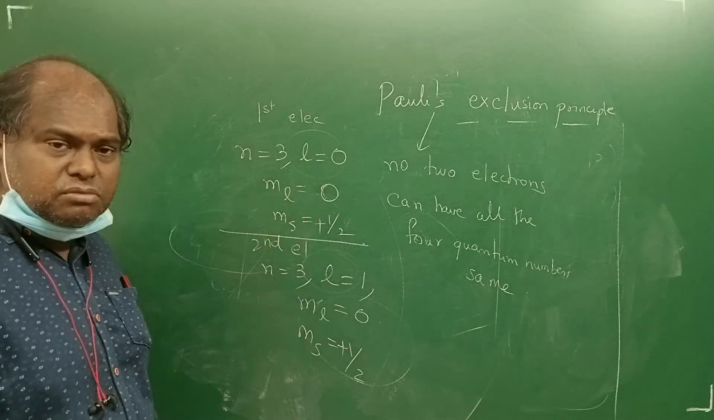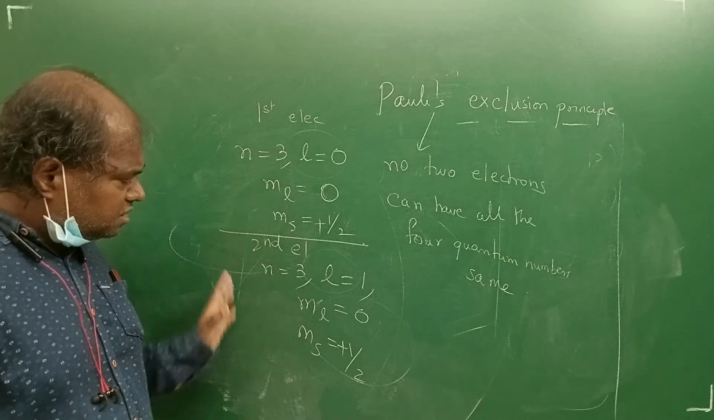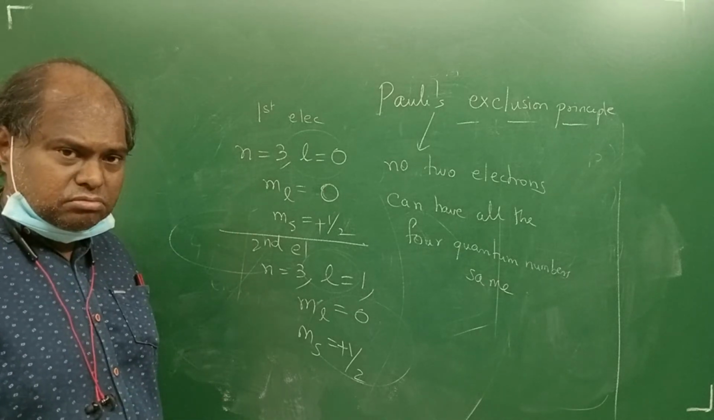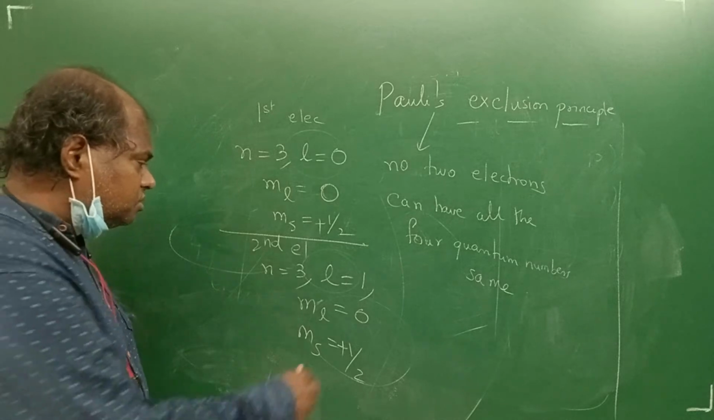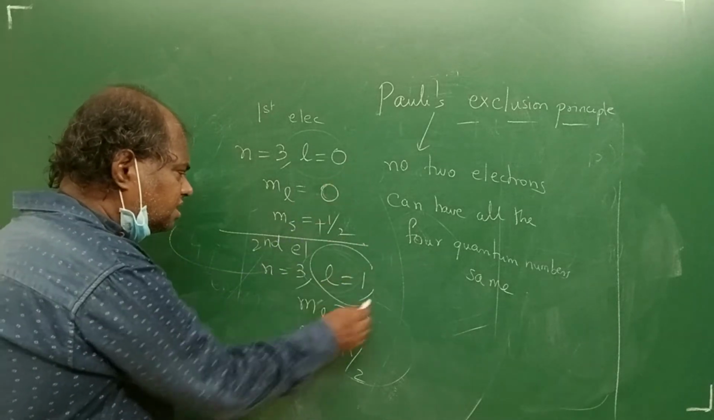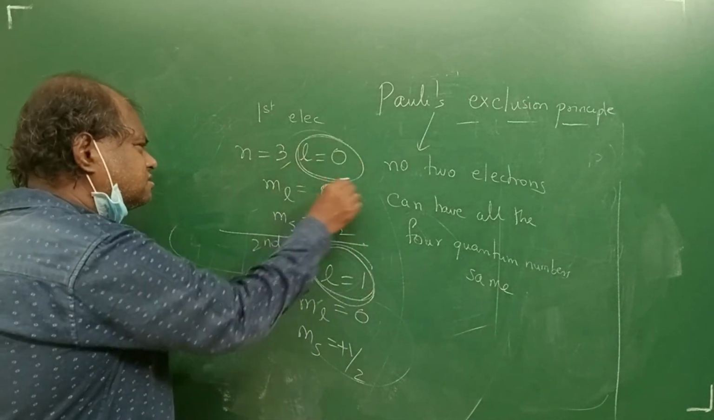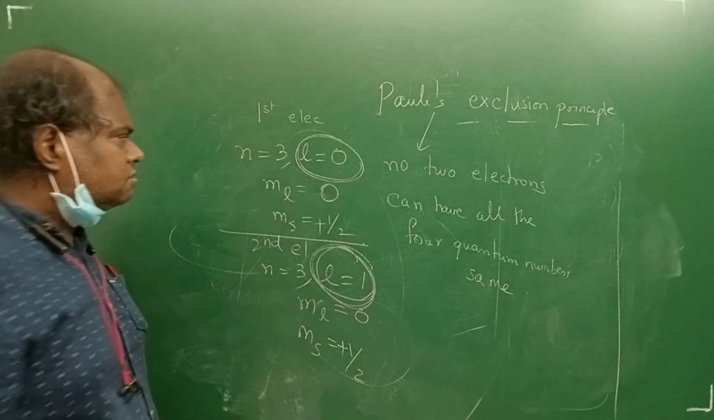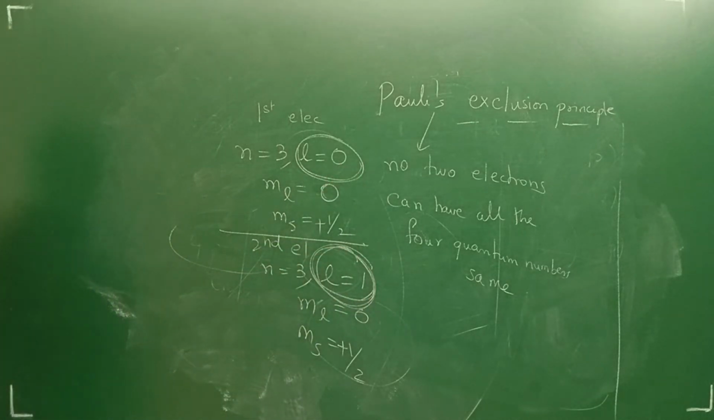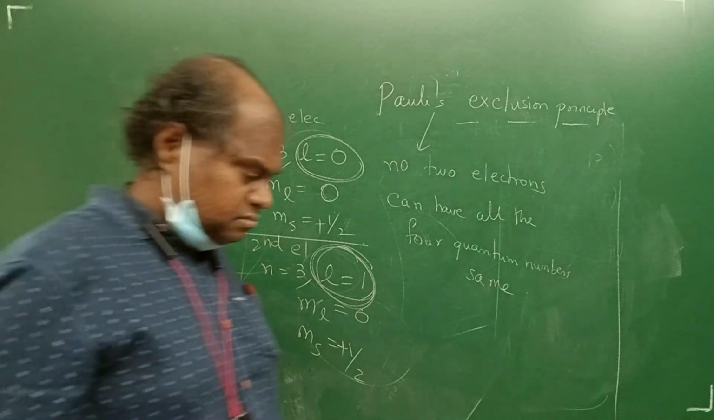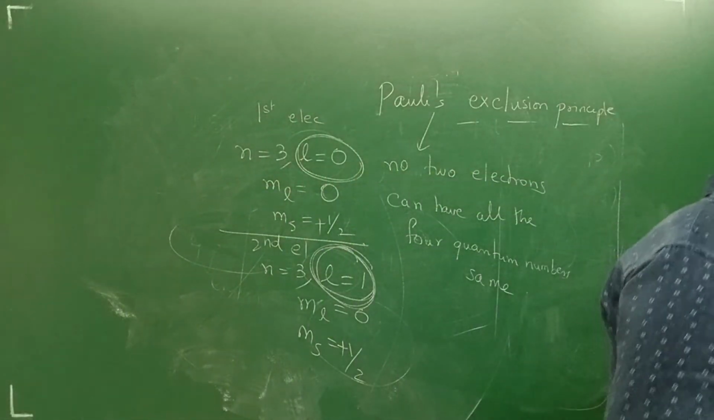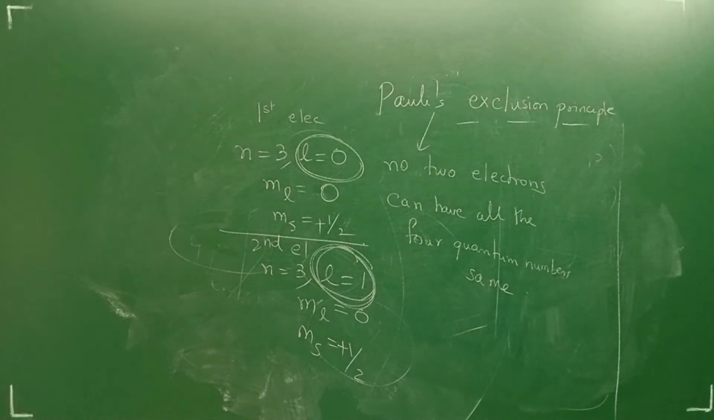Here also. Now tell me, are these two allowed? Yes, they are allowed. Why? Because you see, everything is same, but there's a difference here. Can you see that? There's a difference in L. Allowed. This is allowed. Not a problem. Not an issue. There's a difference in L.